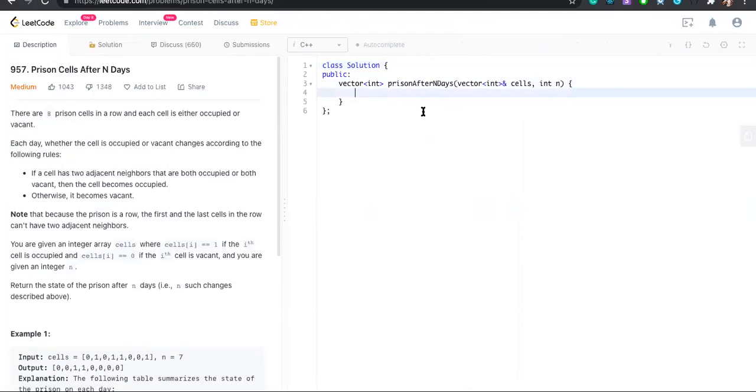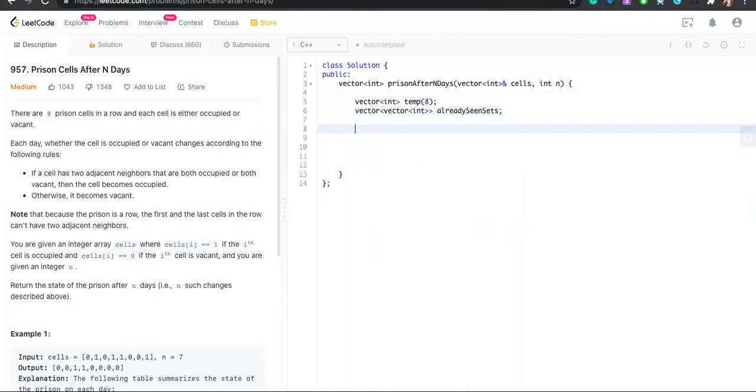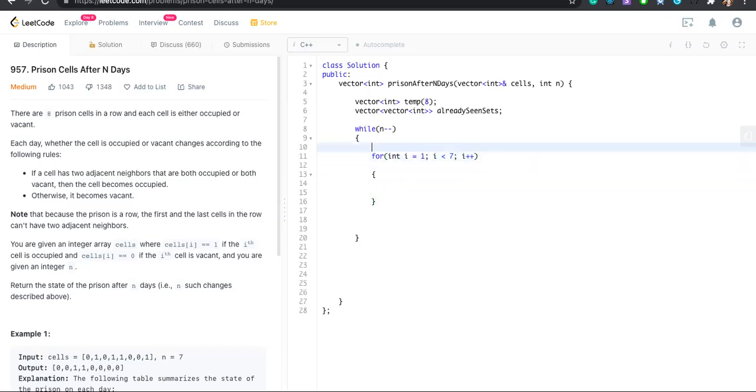So first of all, I'll be keeping a vector int temp, which will be of size 8, and I'll be keeping a vector int already seen sets. Okay, already seen sets would be the one where we'll be saving all the elements. Then we'll be doing while n--. Then I'll run a for loop, i equal to 1, i less than 7, i++. So we know that the boundary conditions would not change, would remain as it is. So we let them be.